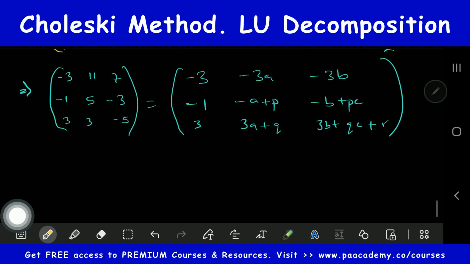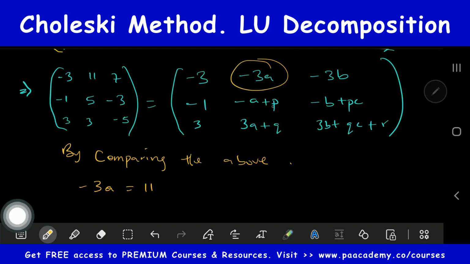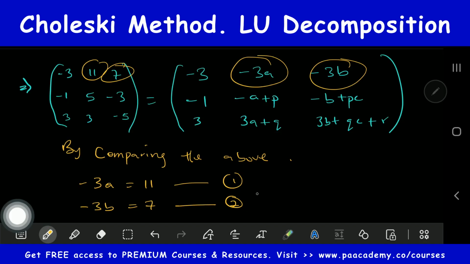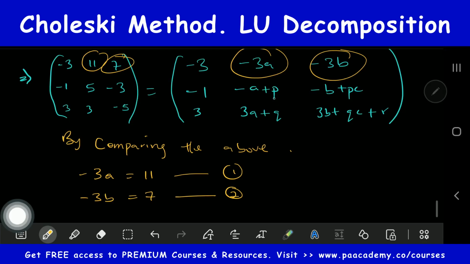Okay, all right. So now what I want to do here is, let me just change the color of my pencil, is to compare. All right, so by comparing the above, okay, so if you look at it now, if you compare it, you can see that minus 3a is equals to 11. If you look at the position, it's on the first row, second column, and the same thing here, okay. So let's take this as our equation 1. If you also do some comparison here, you see that this minus 3b is equals to 7. So minus 3b equals to 7. So let's take this to be our equation 2. Then we can also look at it that minus a plus p equals to 5. So we are going to be having minus a plus p equals to 5, which is our equation 3.